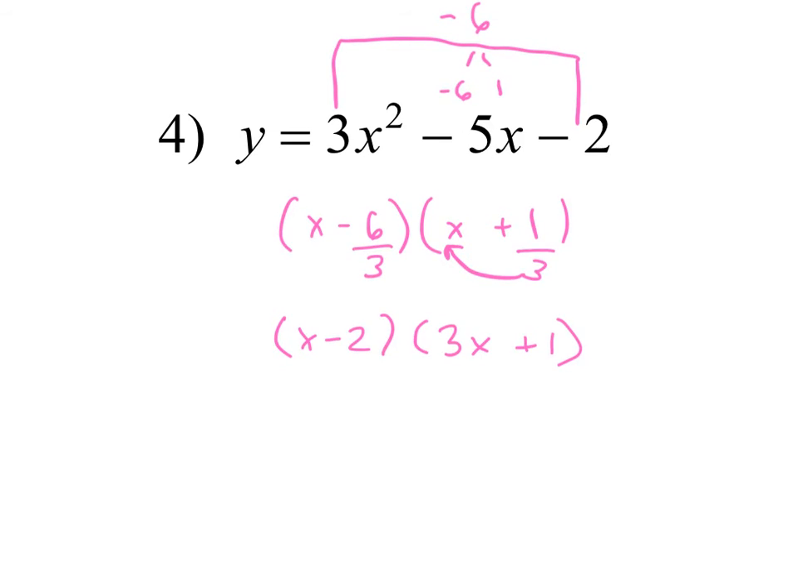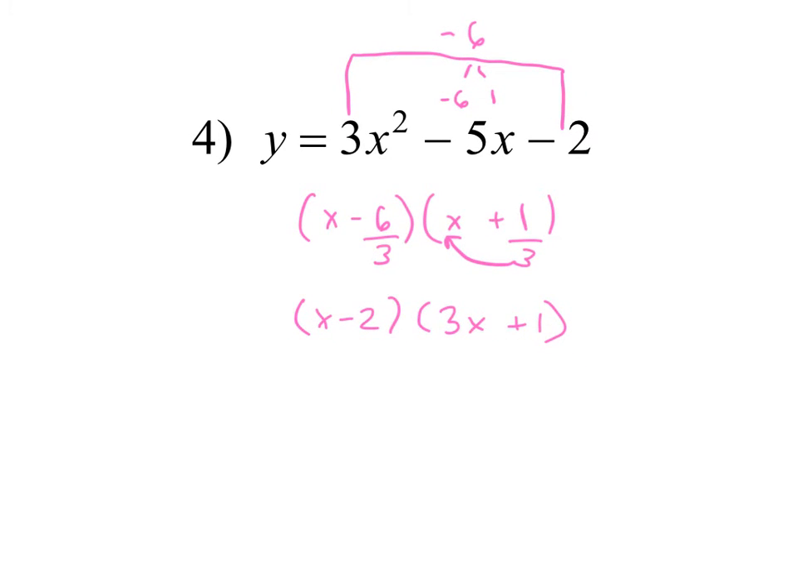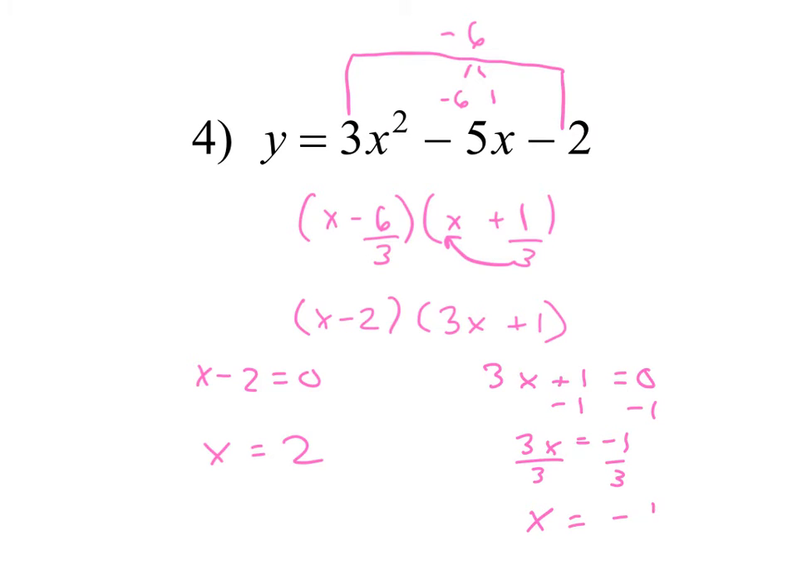What do we do next? Set them both equal to 0. So x minus 2 is equal to 0. 3x plus 1 is equal to 0. We add 2 to both sides, so we get x is equal to 2. We subtract 1 from both sides here, so we get 3x is equal to negative 1. Then divide by 3. So x is equal to negative 1/3.